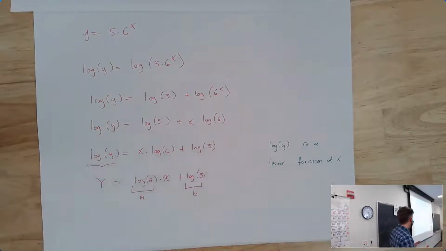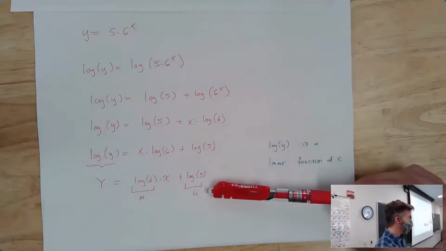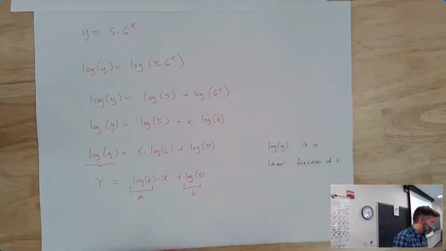So again, these examples just drive home the point that exponential functions are linear in a semi-log situation, and power functions are linear in a log-log situation. It's not that those are the only things you could ever see, but those are the things we're mostly going to see.